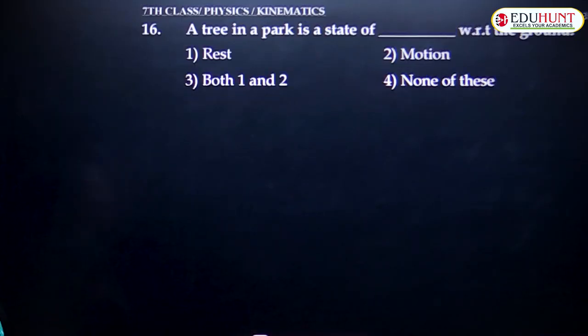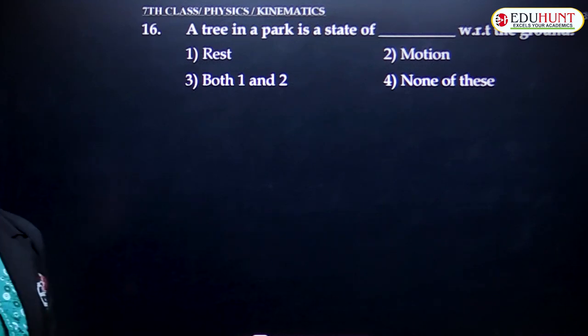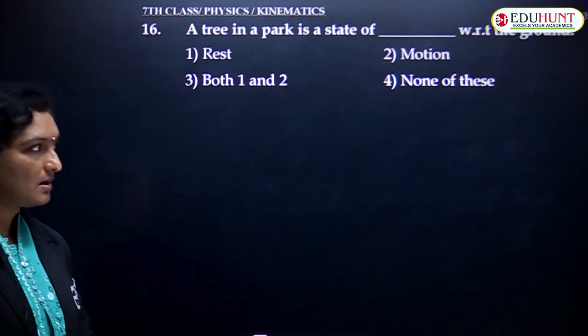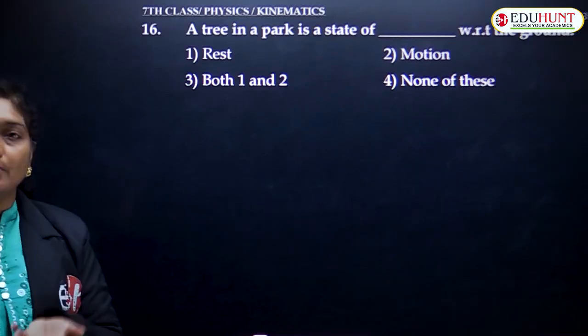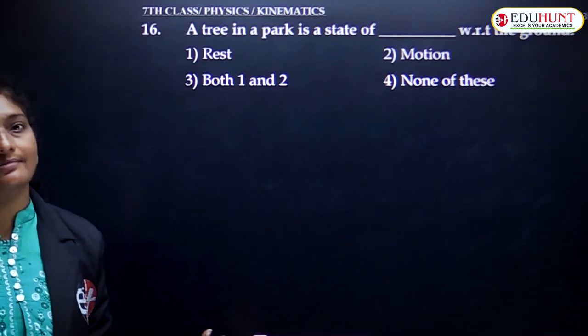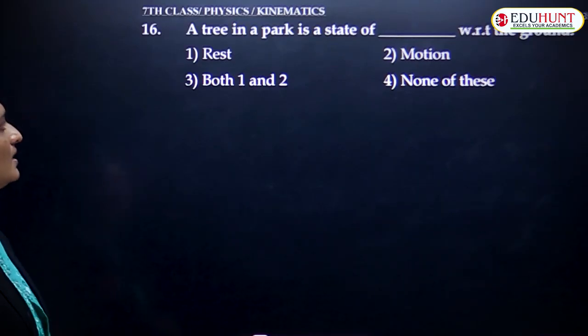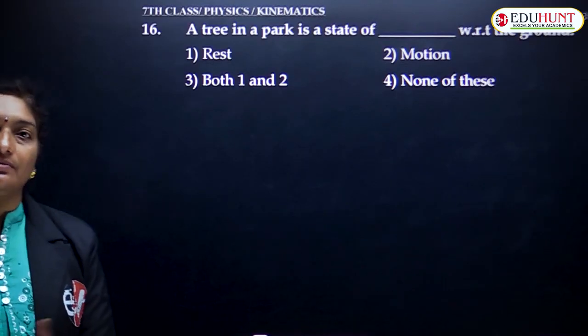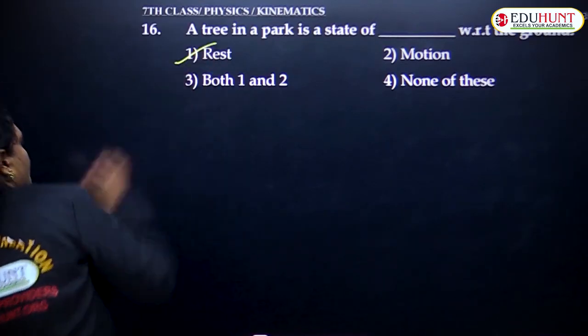A tree in a park is in the state of dash with respect to the ground. Tree, ground, is at rest condition. When the ground is observing the tree, is the tree moving anywhere? No, the tree is still at rest only. So a tree in a park is in the state of rest with respect to the ground.